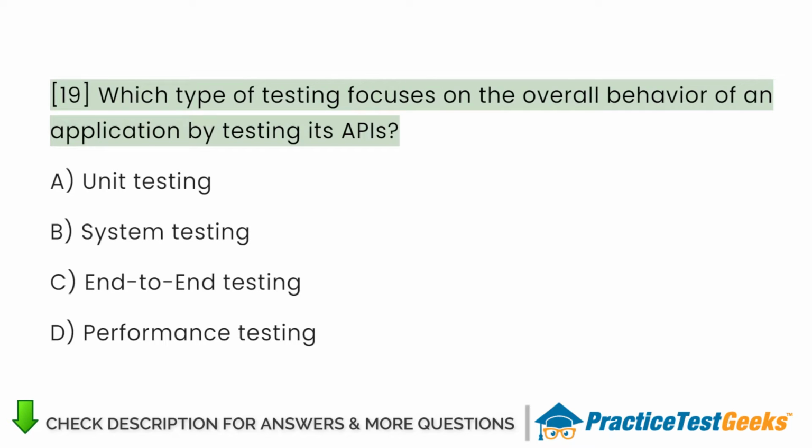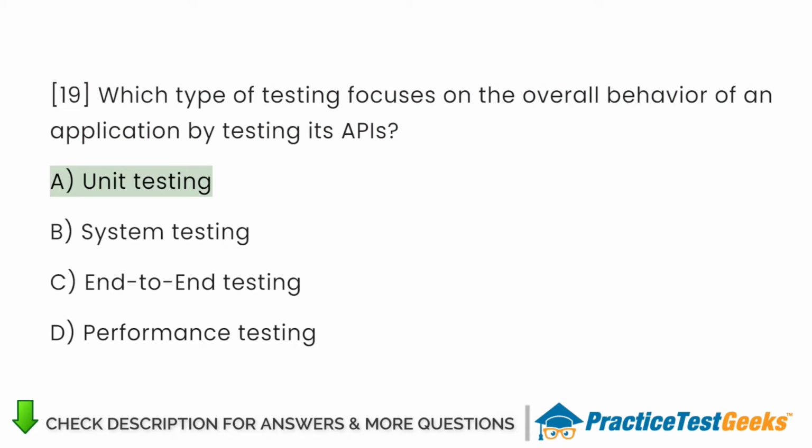Which type of testing focuses on the overall behavior of an application by testing its APIs? A. Unit testing. B. System testing. C. End-to-end testing. D. Performance testing.